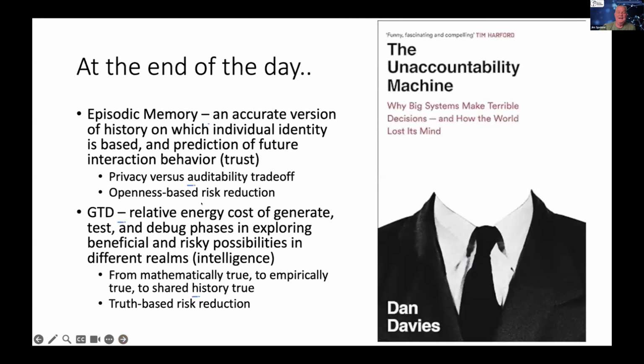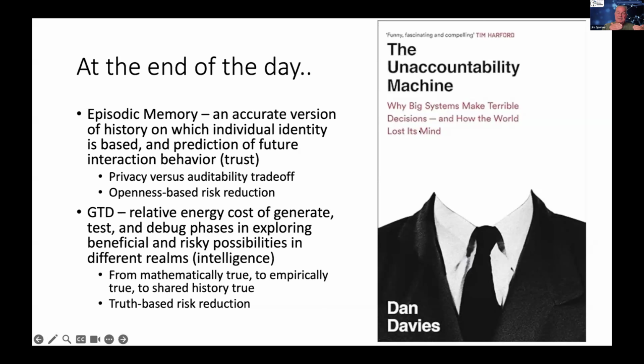So at the end of the day, episodic memory is really an accurate version of history on which individual identity is based and predictions of future interaction behavior can be made, which is the foundation of trust. Chris, if I can predict you reliably collaborating in a healthy and mutually beneficial way, I would trust you. If I wasn't able to make those predictions, I would have less trust. So we have to think about episodic memory and how we record history. And of course, this gets into privacy issues and auditability issues. There's a whole host of issues we looked at at IBM around this and other places.